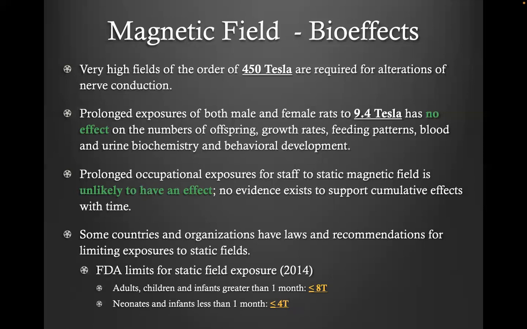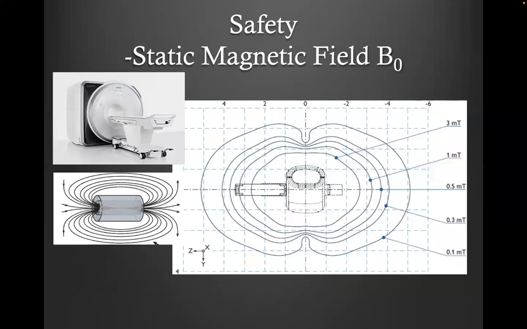But the FDA does limit static field exposure for adults, children, and infants greater than 1 month. It does limit to 8 Tesla. And for neonates and infants less than 1 month, it is less than 4 Tesla. So that is pretty safe and no ill effect so far. So we talked about the fringe field, right? So how safe is safe? Again, I have to emphasize the scanner does not only live within the MRI scanner.